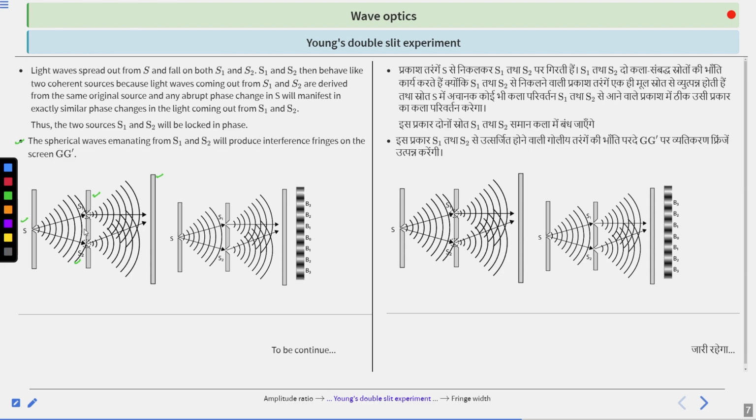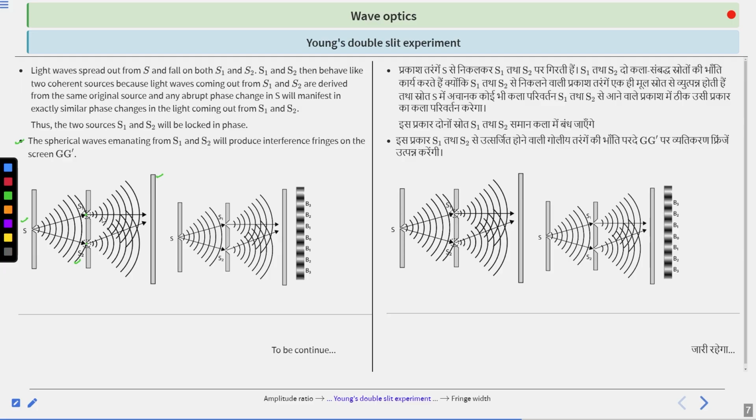then both sources behave like coherent sources, because both originate from the same source denoted by S. These waves are known as wavelets. The sources S1 and S2 are wavelets, or we can say small wavefronts.